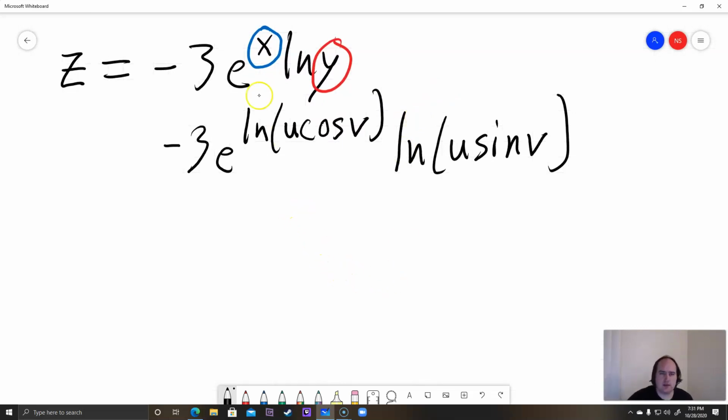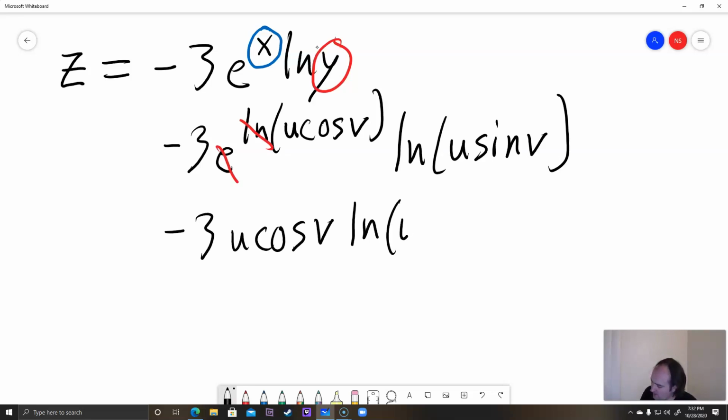So anyway, what's going to happen here is the e to the ln, those are going to cancel out. So we're actually just going to have negative 3u cosine of v. But nothing else really cancels out. So we have negative 3u cosine of v times ln of u sine of v. So this is our z.